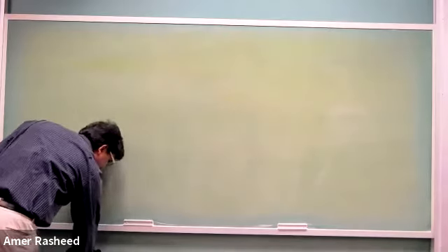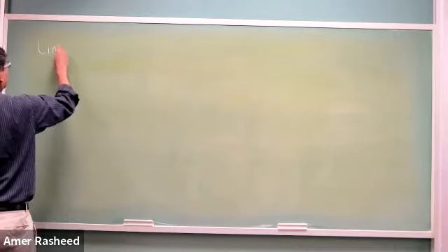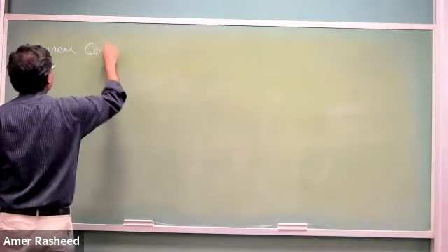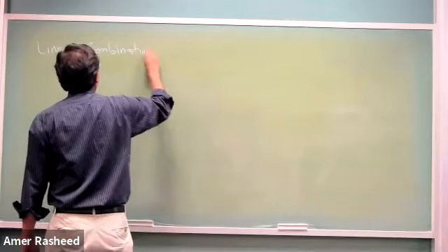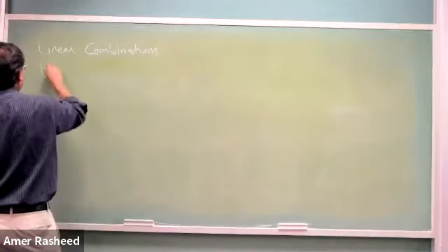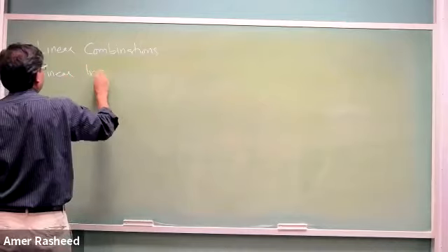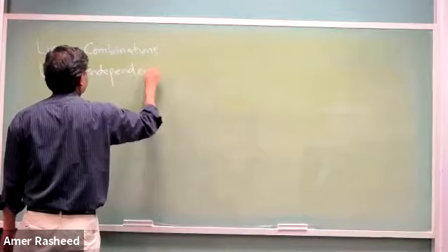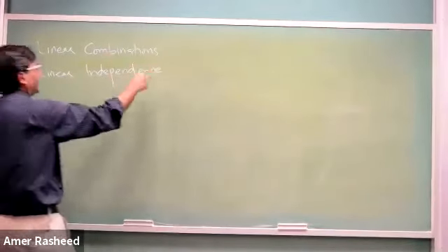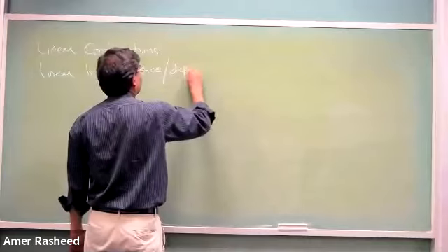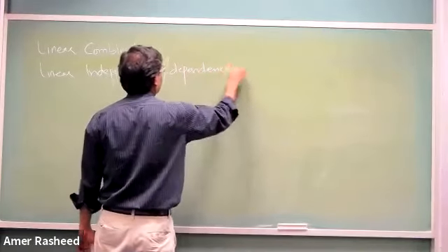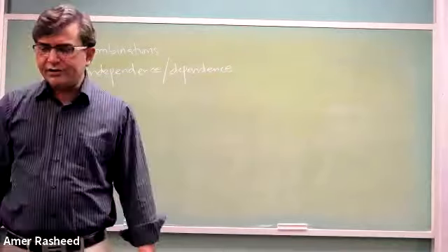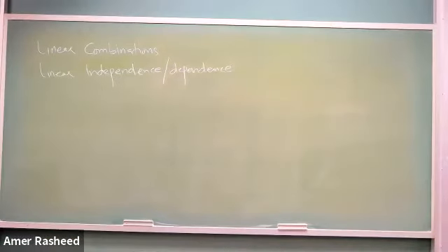In the previous lecture, we were discussing linear combinations, linear independence or dependence of vectors. So we saw that a set of vectors can be linearly independent or not.